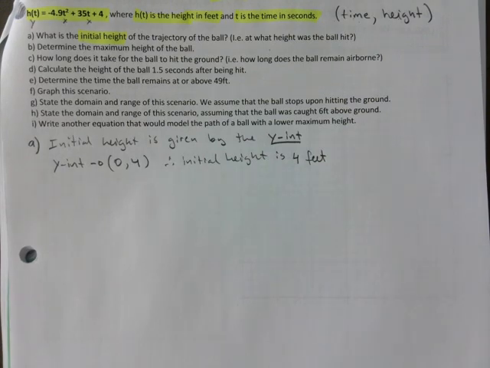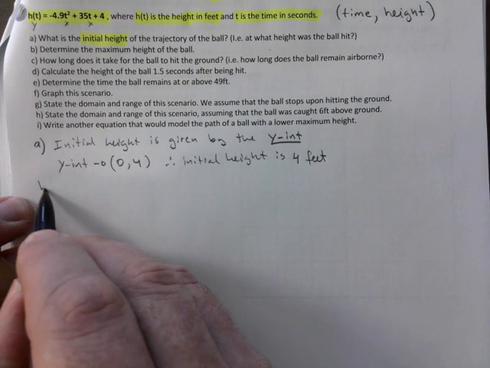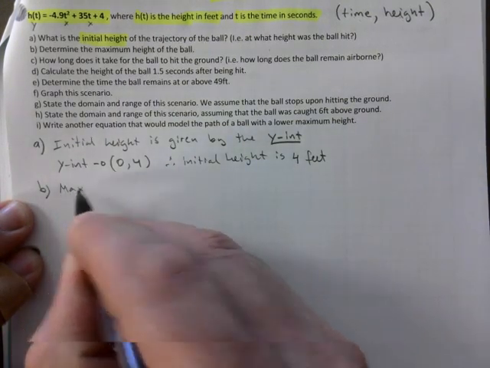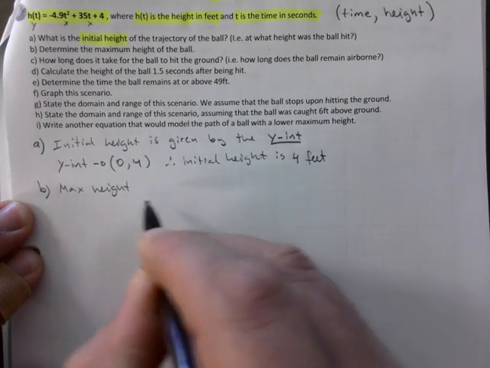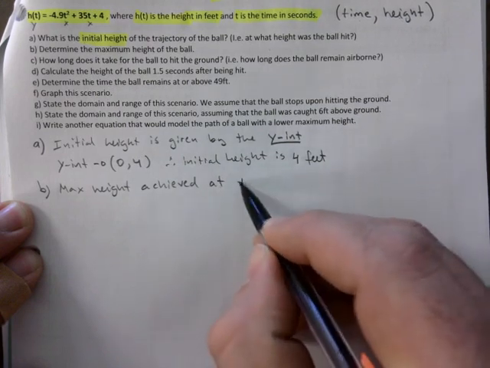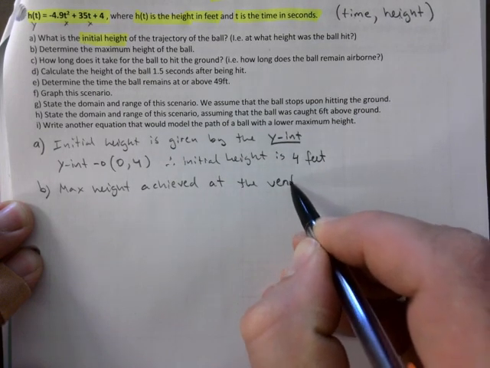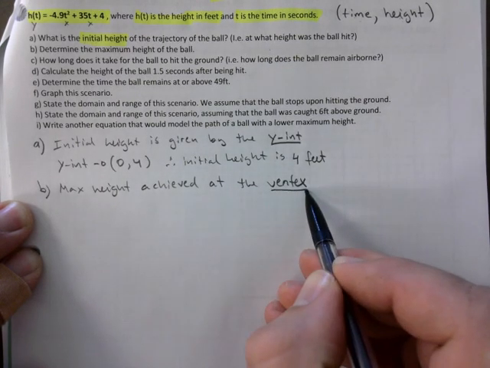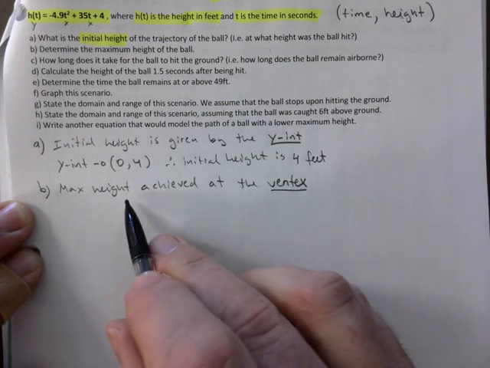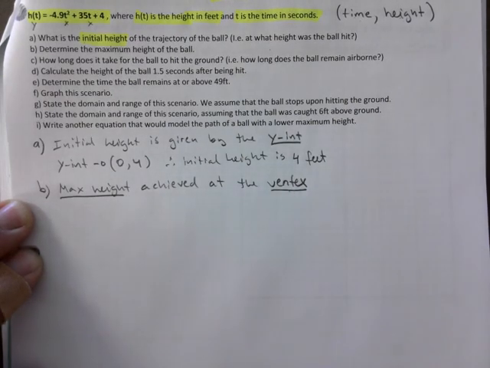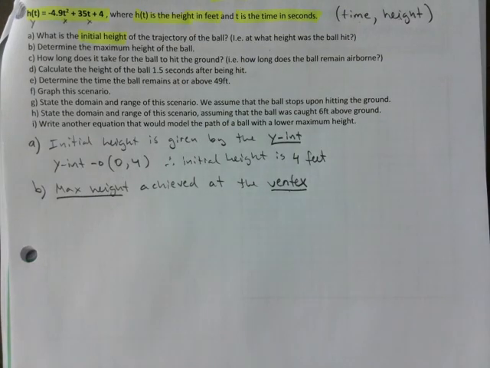Determine the maximum height of the ball. Max height is achieved at the vertex. So notice how I'm using the terms that we've been using to look at the parabola and analyze it. Oh, okay, max height is at the vertex. So the max height is at the vertex. So let's enter this into our calculator and find the vertex, because we're going to need to do that.